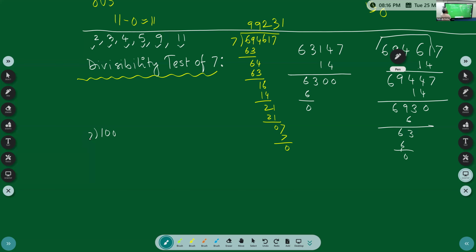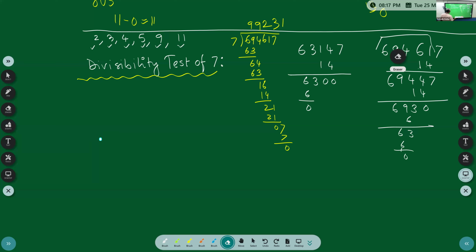Okay, not correct. If you divide 10 by 7, the remainder is 3. 100 by 7 will be 2. 1000 by 7 will be different. So it is going to be a different number every time. That is not the correct way.